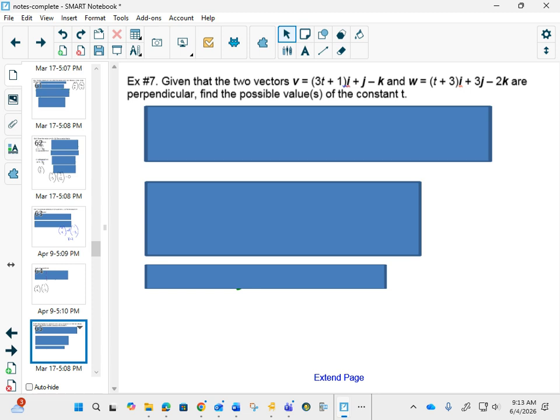Oh yeah, these vectors are written a little bit weird. We have a 3t plus 1 in front of the i, another t plus 3 in front of the i on the other one. They are perpendicular. I want you to try this one on your own.